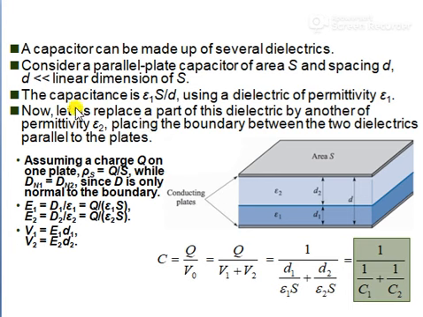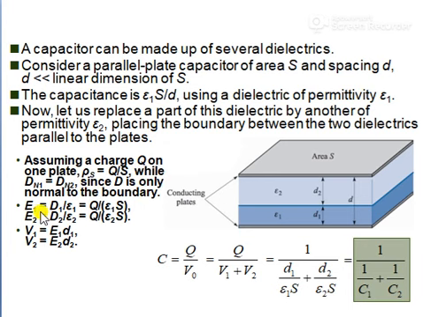Now the capacitance is epsilon 1 S by D1 using the dielectric of permittivity epsilon 1. Now let us replace a part of this dielectric by another of permittivity epsilon 2, placing the boundary between the two dielectrics parallel to the plates. Assuming a charge on one plate, rho s is equal to Q divided by S, while Dn1 is equal to Dn2, since D is only normal to the boundary.